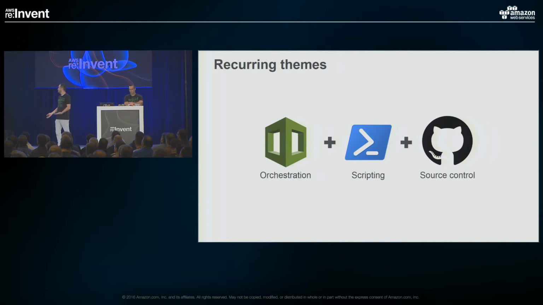As we've developed a lot of these quick starts, we've seen some recurring themes. We've seen a lot of orchestration of how we deploy these different AWS services and configure all these resources. We've seen a lot of scripting. In the Windows world, it's mostly PowerShell. And then we do a lot of source control as well to complete that infrastructure as code story, to capture the revision history and version control.